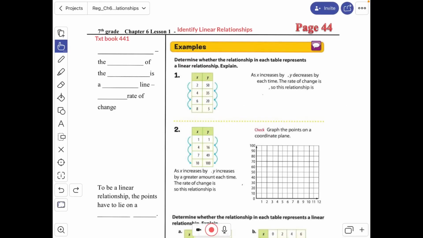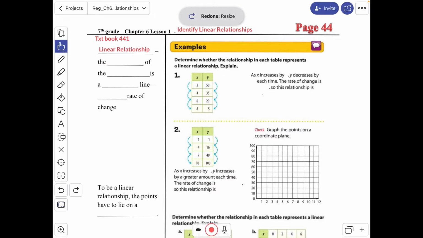Today we're covering 7th grade, Chapter 6, Lesson 1, Identify Linear Relationships. And this can be found in textbook page 441 if you picked up a textbook.